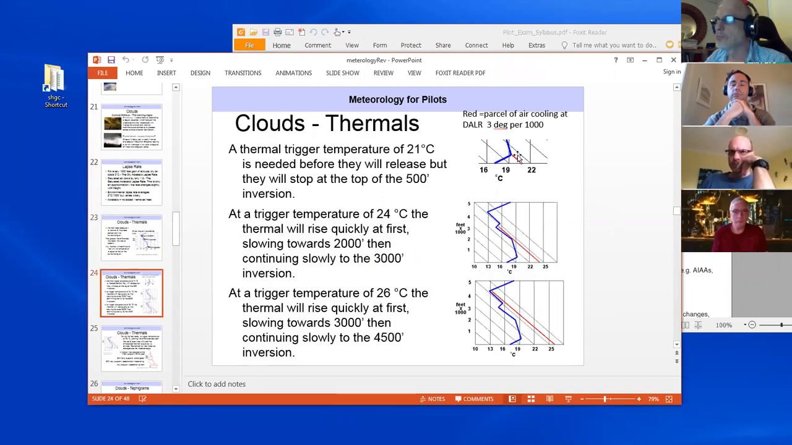So here we've just got, again, the red line on these is our parcel of air. This parcel of air will be cooling at the dry adiabatic lapse rate of 3 degrees per 1,000 feet. So again, the blue line is our environmental line. This represents our parcel of air traveling. And these are the notes on the side that relate to each one.